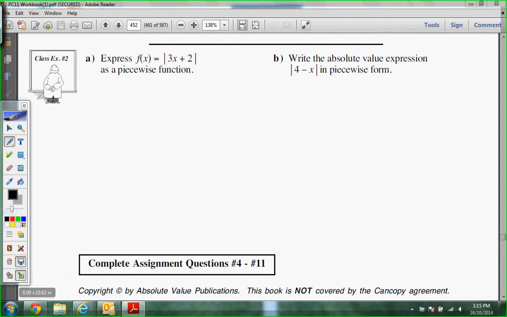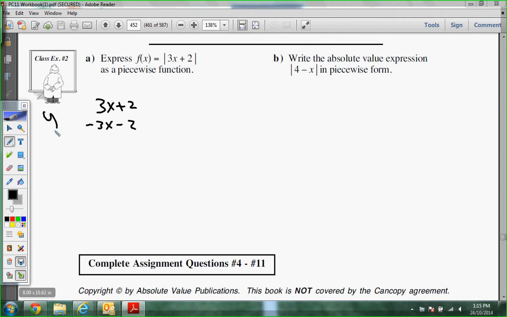Okay, so express 3x plus 2 as a piecewise. So we know that 3x plus 2 and negative 3x minus 2 are my positive and negative lines. Okay, where is their change of direction at, though? It's not at 0. No. Negative 2/3. What makes 3x plus 2 0? Negative 2/3. Okay, so negative 2/3 is your breaking point.